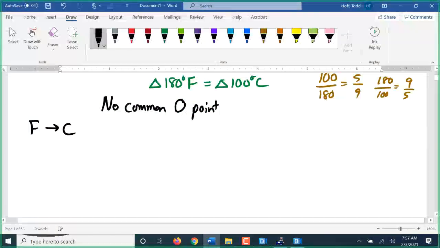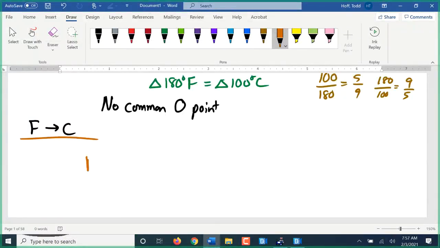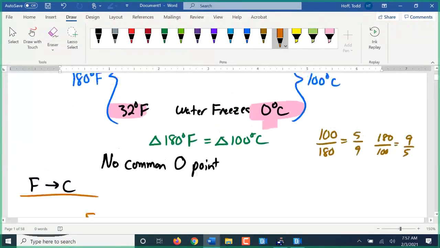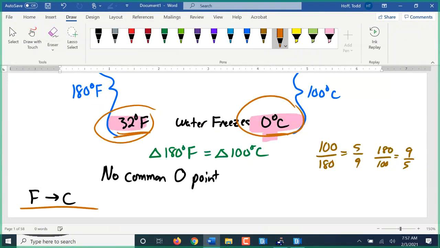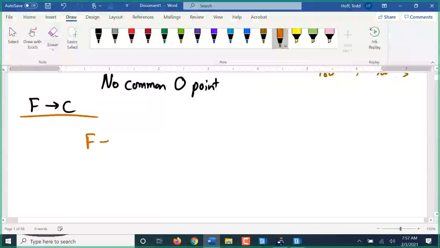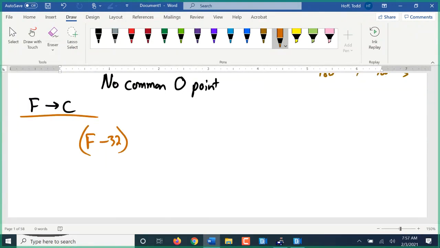Convert from Fahrenheit to Celsius. Start out with our Fahrenheit temperature. And the first thing we have to do is find that common 0 point. The difference between the 0 points is 32 degrees. So we would subtract 32 degrees. And then we would multiply by that ratio of 5 ninths. The temperature in degrees Celsius is 5 ninths times the Fahrenheit temperature minus 32.